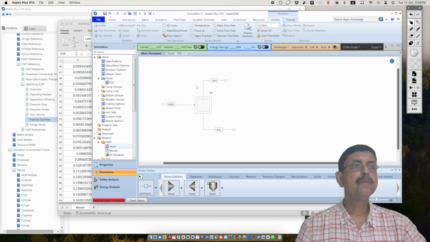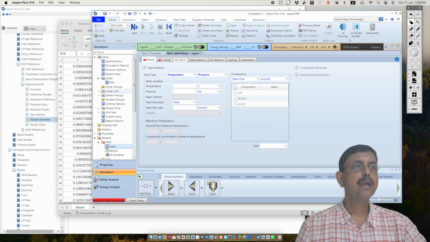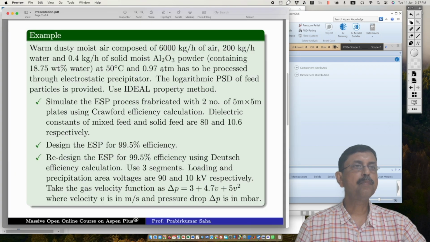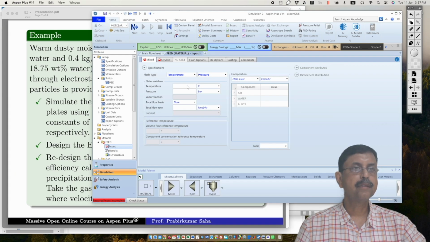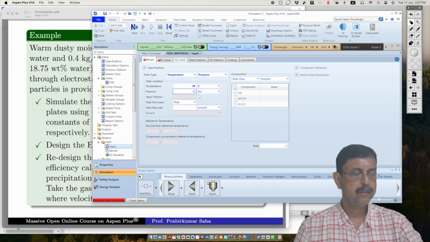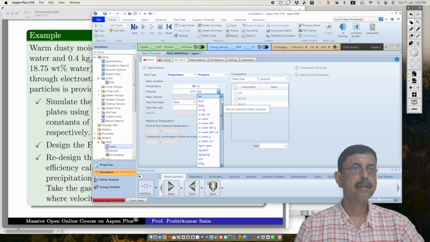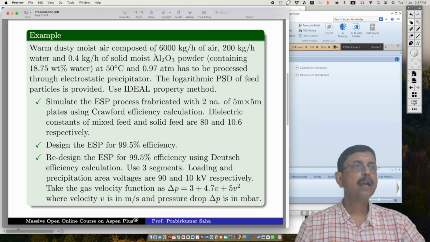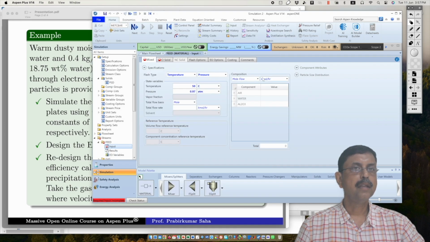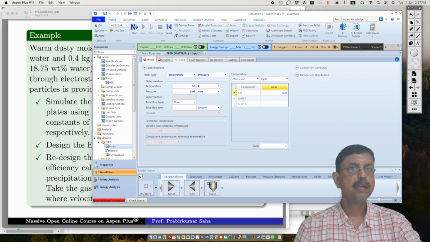Now feed stream, the temperature is 50 degree and 0.97 atmosphere. And the moist air is composed of 6000 kg and 200 kg. So it is 6000 kg and 200 kg.